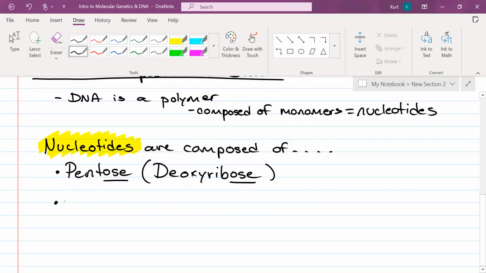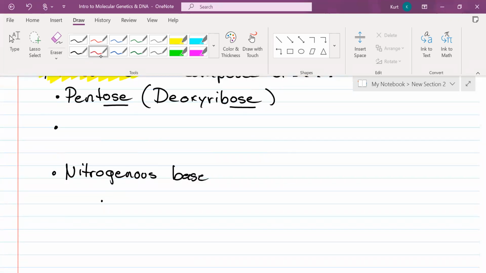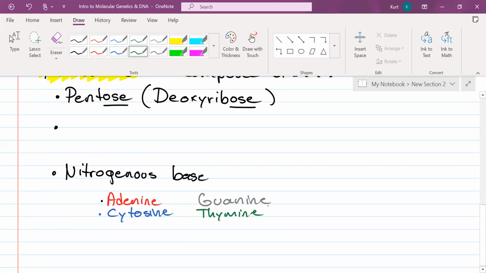What else is in there besides the pentose? Teresa? You got it. I'll put it down here. Nitrogenous bases. In DNA, there are 4 bases. You can have adenine, cytosine, guanine, and thymine. Those are the only parts that are different when you talk about a nucleotide for DNA.